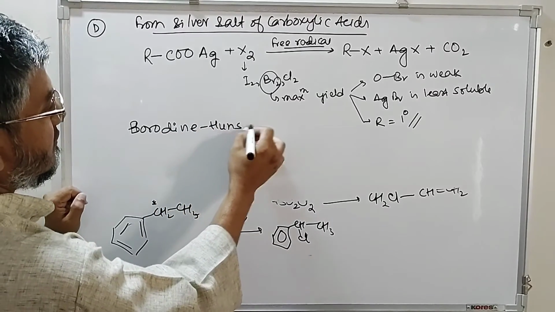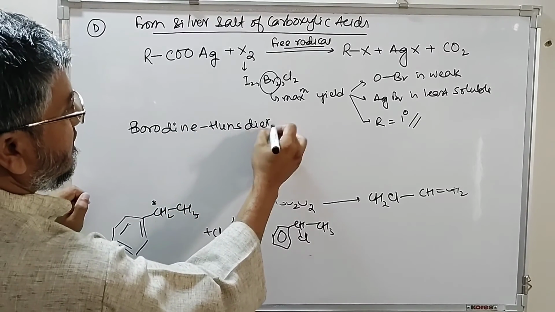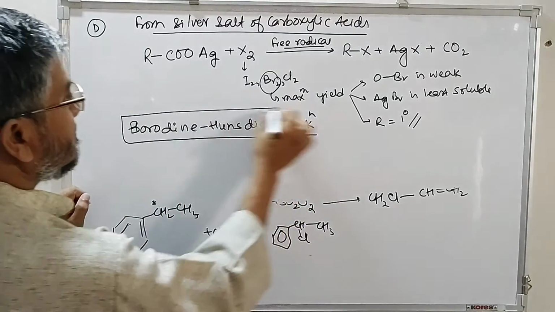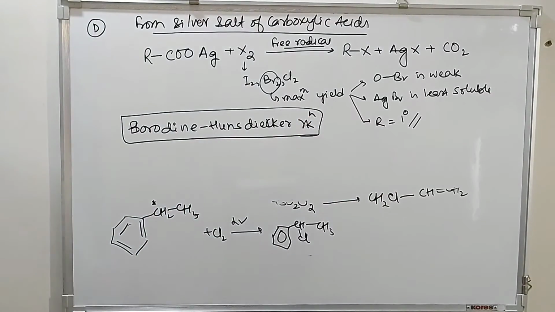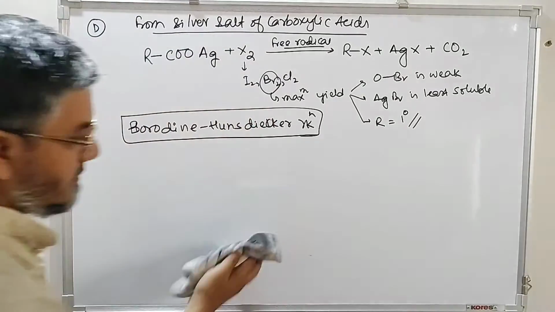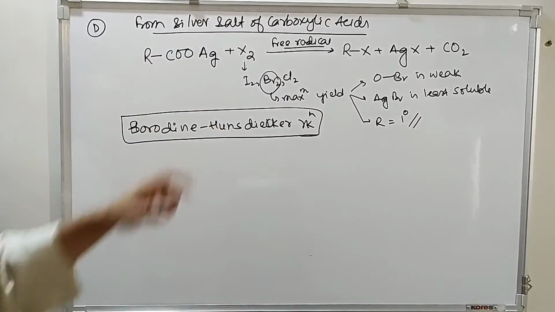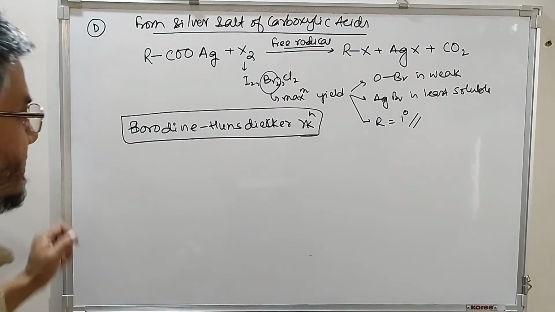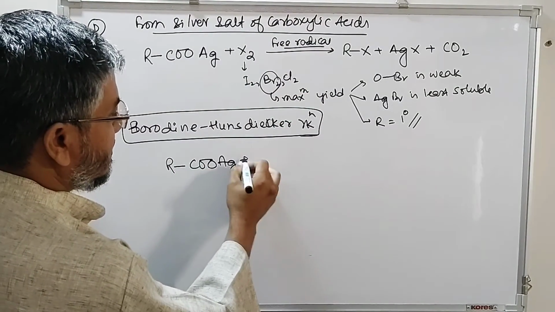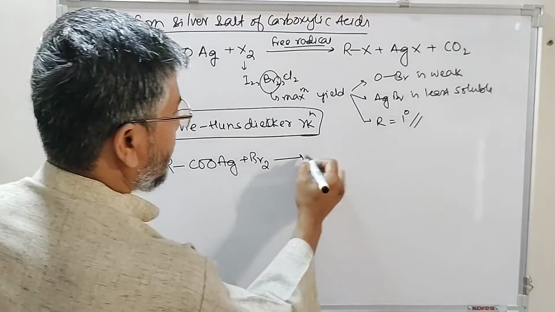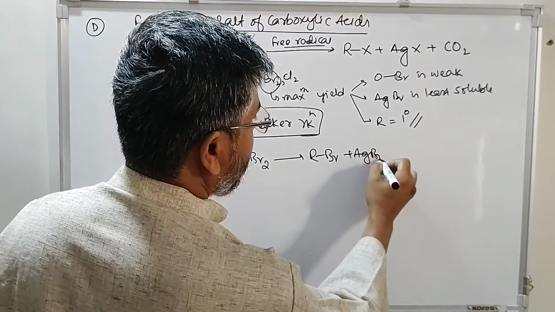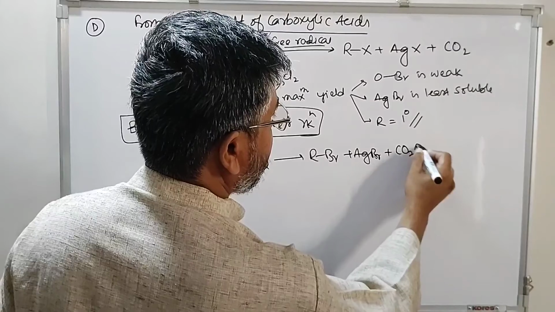This reaction is known as Borodin-Hunsdiecker reaction, or simply the Hunsdiecker reaction. As I told you, this is specifically used for preparation of bromide. So look at this: RCOOAg reacts with bromine, this gives you RBr, AgBr, and carbon dioxide gas is released.